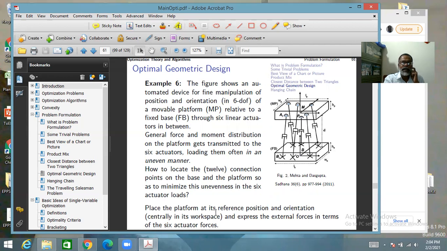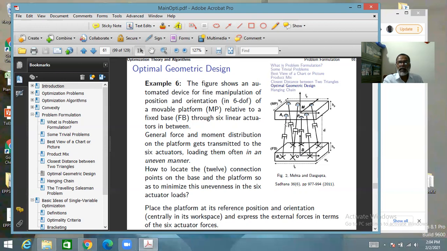That is the problem. How to locate the 12 connection points, 6 on this and 6 on this, so as to minimize this unevenness of the 6 actuator loads. So now the platform will move around, but in its workspace, find a central location at which you try to make the best design, and around it will be close to that. Okay, so place the platform at its reference position and orientation centrally in the workspace, and express the external forces in terms of the 6 actuator forces.